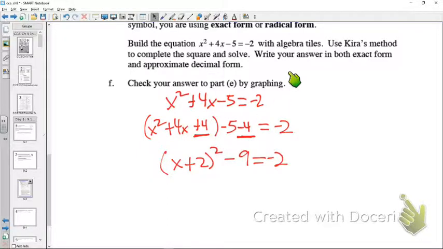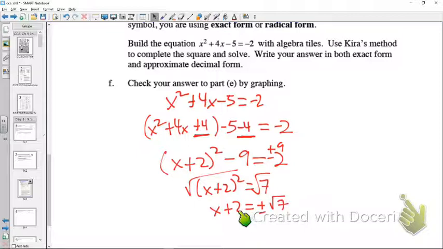We want to solve for x, right? It said build the equation. We're not using algebra tiles. Use Kier's method to complete the square and solve. So we just complete the square. Let's solve this guy now. We're going to move the 9 over. So x plus 2 quantity squared equals 7, right? If I add 9 over here, that's a 7. And then I'm just going to square root. Don't forget the plus or minus part.